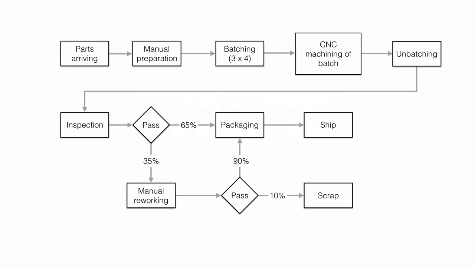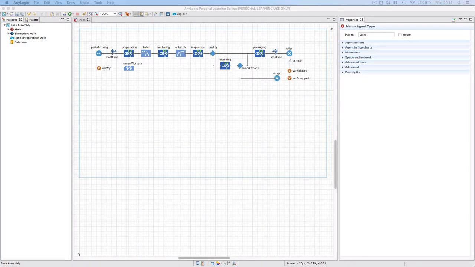In that problem, parts are arriving in a workstation. They are manually prepared by a group of workers. They are then batched in a jig 12-12 before they are sent to a CNC machine for machining. They are then unbatched when they're done and inspected. 65% pass and are then packaged and shipped. Those that don't pass initially, the 35%, undergo manual reworking by the same group of workers. They are then inspected again. 90% of them will then pass, be packaged and get shipped, and the other 10% have to be scrapped. This is an illustration of what the model looks like that we built in that three-part video.